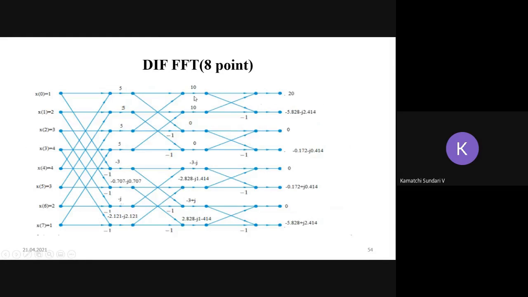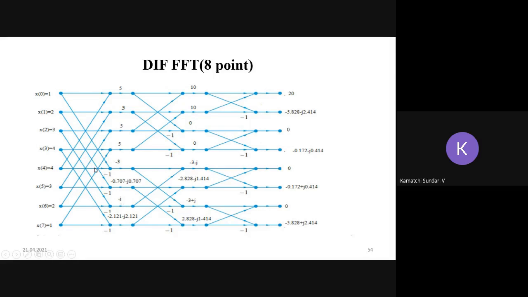And coming to the DIF FFT, the structure will be different. In the first stage, we are having all our 8 lines together, connected together. And in the second stage, 4 lines. And in the last stage, we are having 2 lines together.